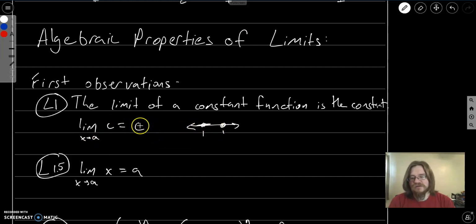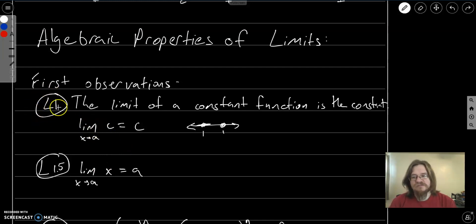Okay, so this one is fairly straightforward. And then down here, the limit as x approaches a of x is a. And again, this is almost a tautology, just a statement that is true. A statement that basically says nothing. Like, the color blue is the color blue. I haven't really said anything, have I? As x approaches a, x approaches a. That's it. So this limit is kind of silly.